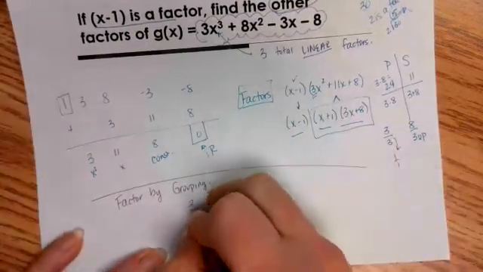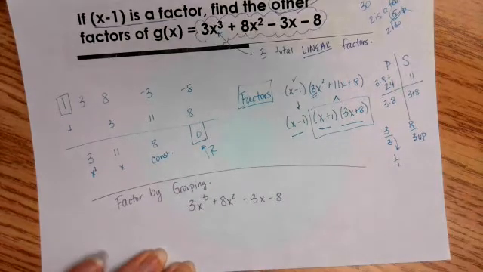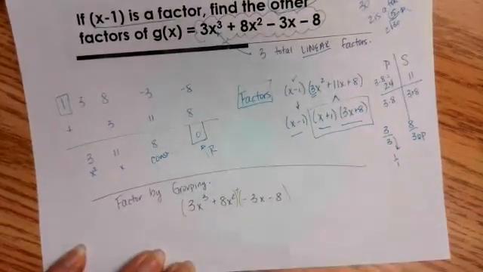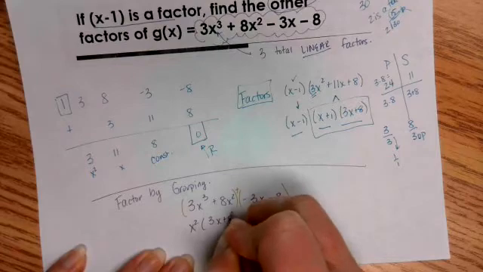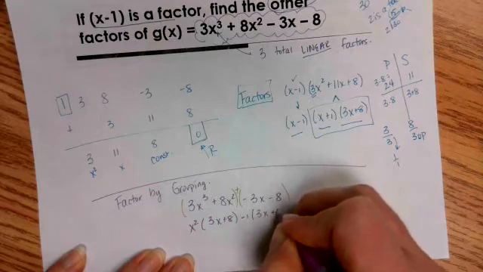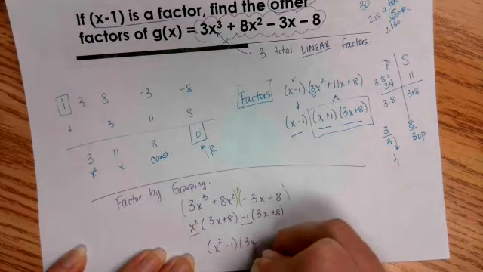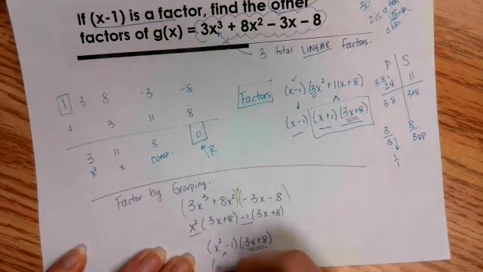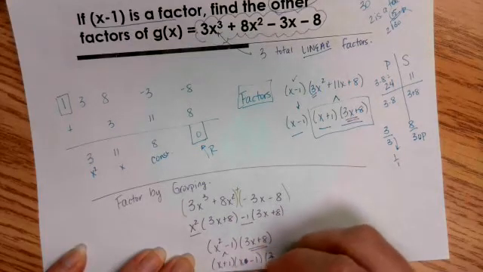So 3x cubed plus 8x squared minus 3x minus 8. Let me group it. All right, so out of this first group, I'm going to take out an x squared, and I'm left with 3x plus 8. So this is a negative 3x and a negative 8, so I'm going to take out a negative 1, and I'm left with 3x plus 8. These turn into one factor, x squared minus 1, and then I have a 3x plus 8. Yeah, look at that. And then this is a difference of squares, and I can factor into x plus 1, x minus 1 times a 3x plus 8.